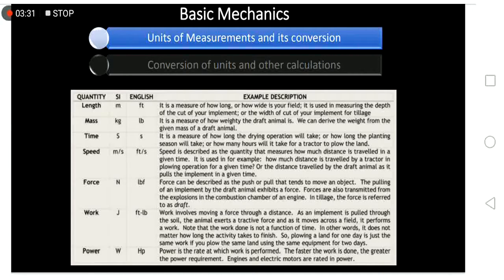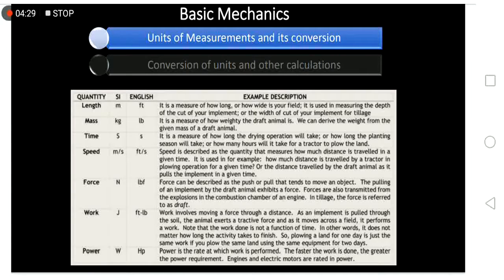Okay, so units of measurement are a fundamental concept in studying our farm machineries and mechanics. For example, the power of an engine is usually expressed in horsepower or HP, and so on. So we need to familiarize ourselves with the terms, units, and quantities used during farm operations. Okay. So for example, we need to measure our field.